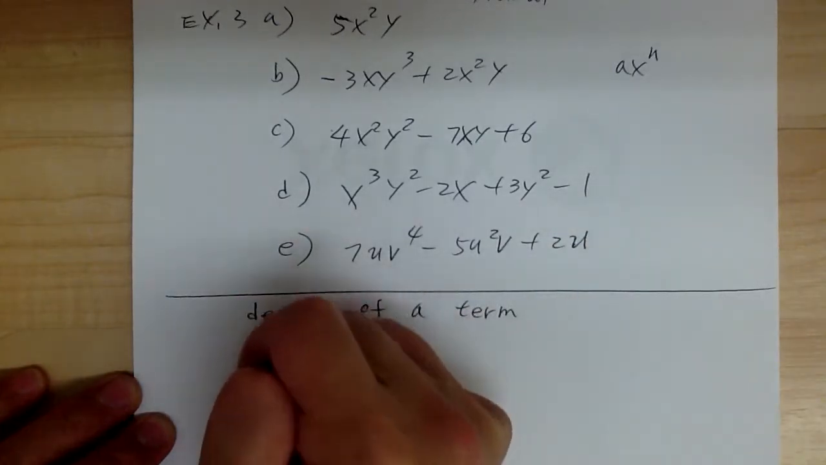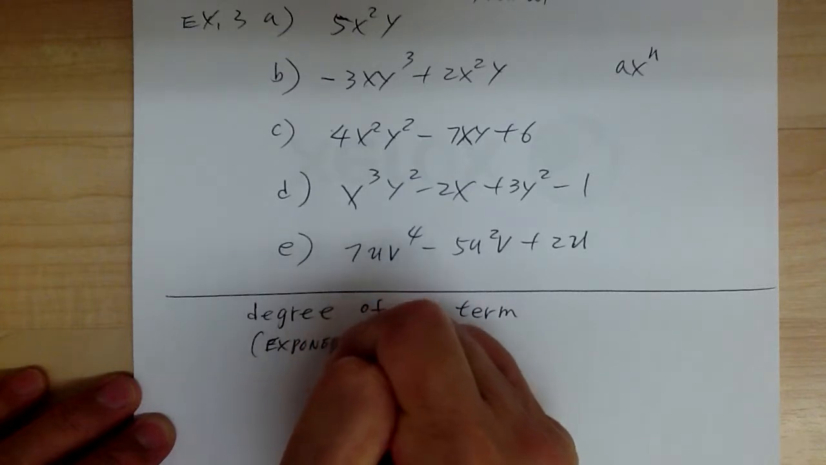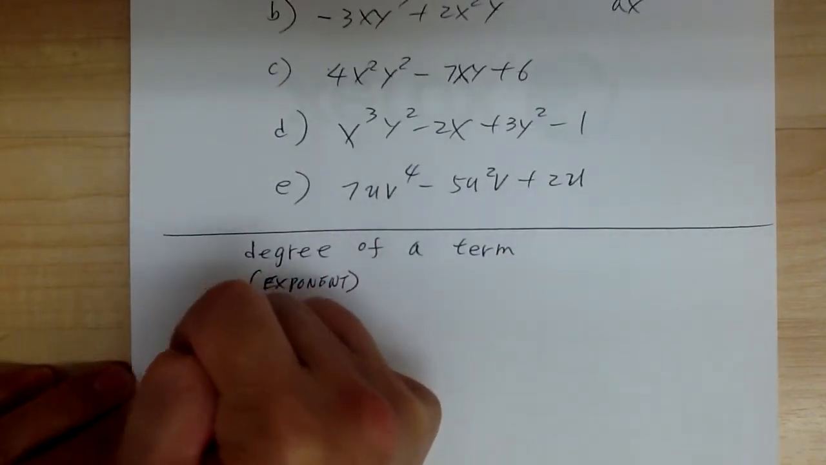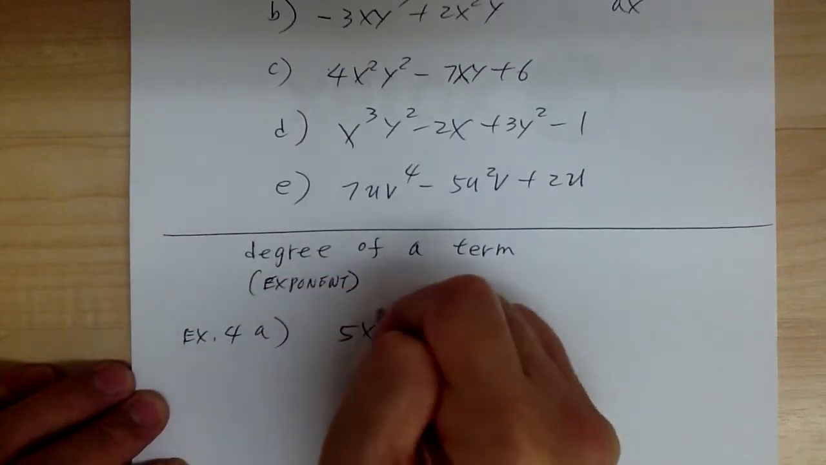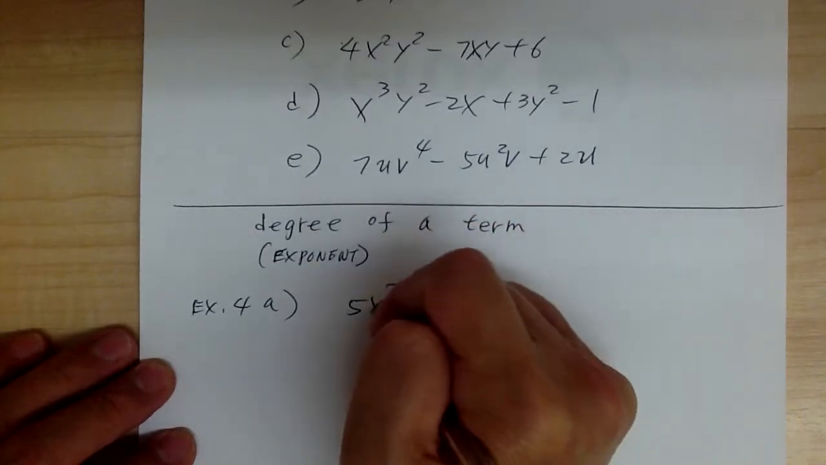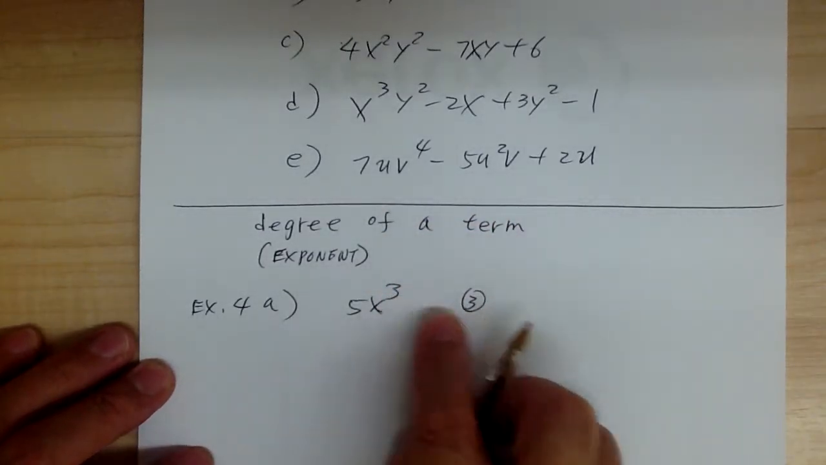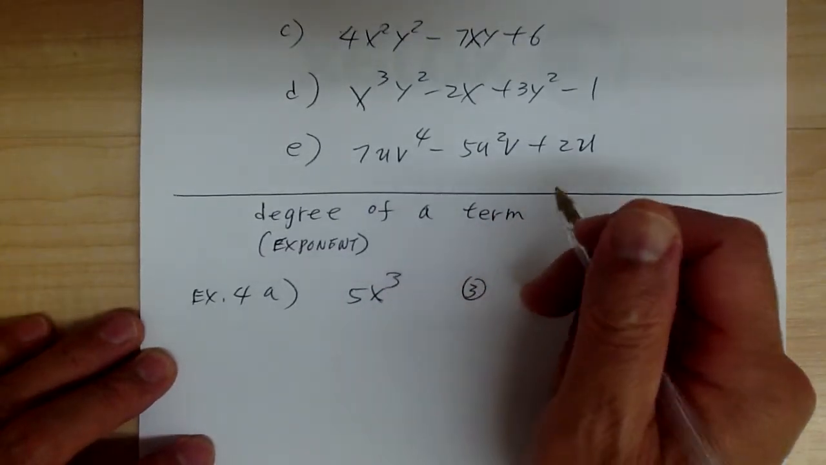Degree of a term basically means the power or the exponent. So example 4a, 5x to the 3. So this is the third degree, okay? Because the exponent is 3. So the degree is 3. So this is the third degree, okay?